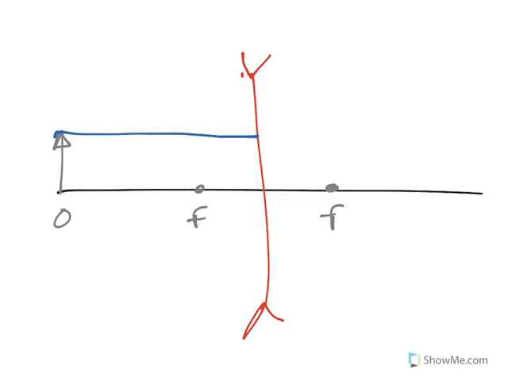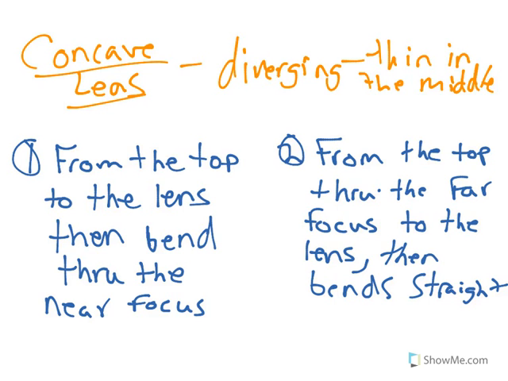So, let's look at it. It's going to look like this. It's going to trace from the focus there, and then it's going to go and be bent. Alright, because it's a diverging lens, they don't converge. Alright, second one is going to appear to go through the far focus.